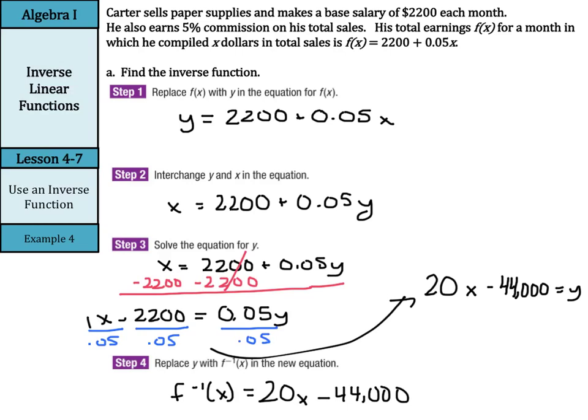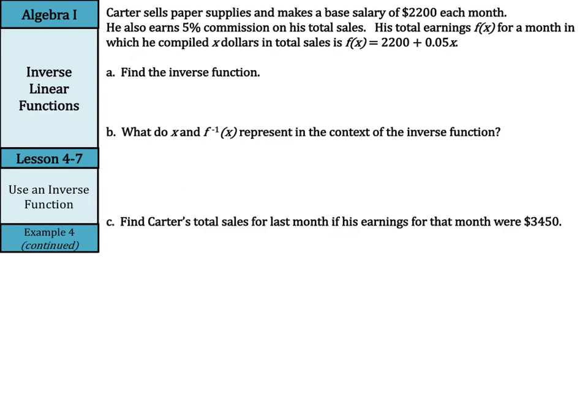So really no different than what we just did in finding inverse functions in earlier examples, but now it's just a real-world problem, and one that we can actually do a little bit more with now. So we found the inverse function already. So let's recopy that here. And that inverse function was f negative 1 of x equals 20x minus 44,000.